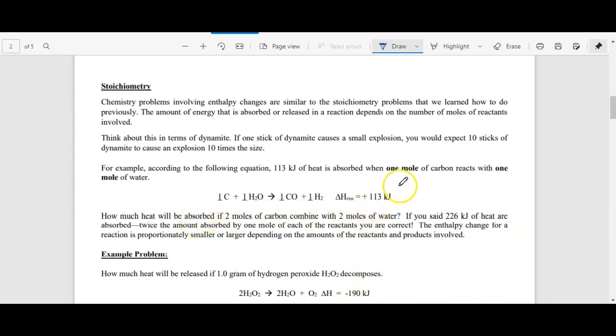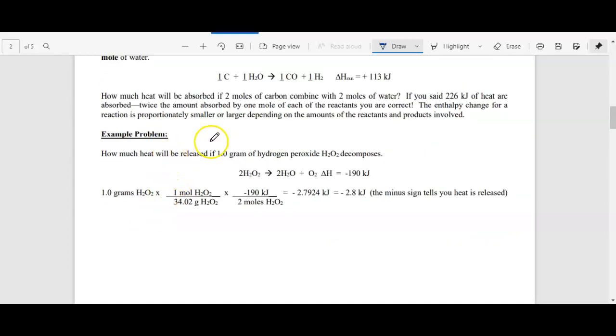So what that's saying here is if 113 kilojoules is how much heat is required to be absorbed for 1 mole of each of these reactants, if you double the moles, double the reactant, you're doubling the amount of heat needed. The same thing with recipes we talked about, stoichiometry, those rules apply.